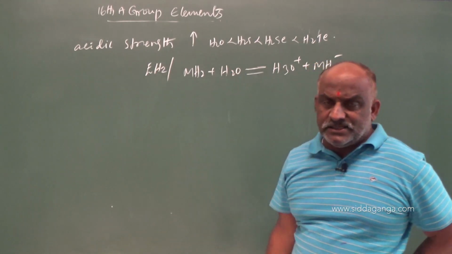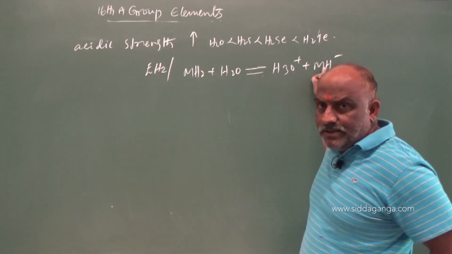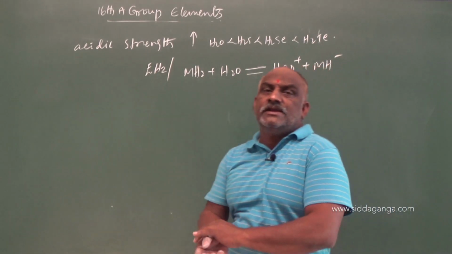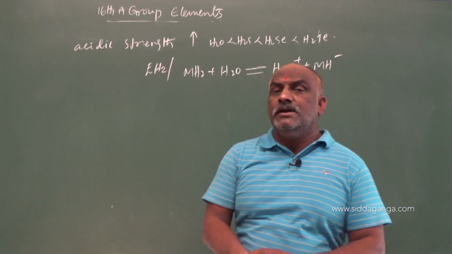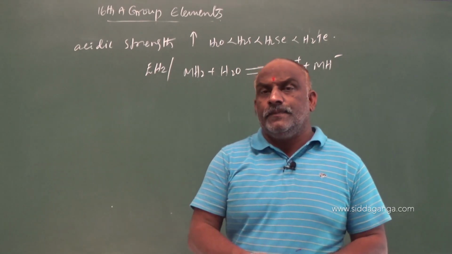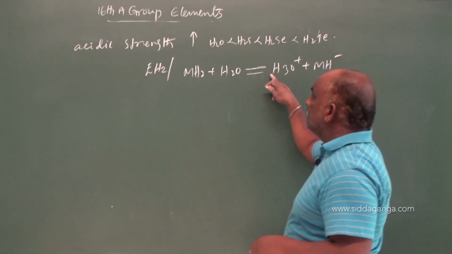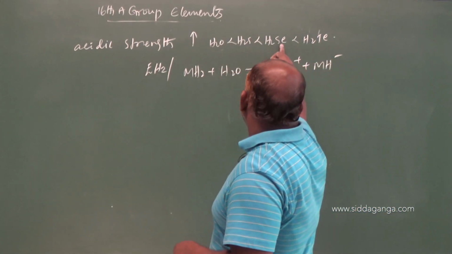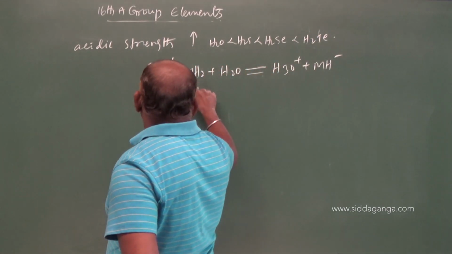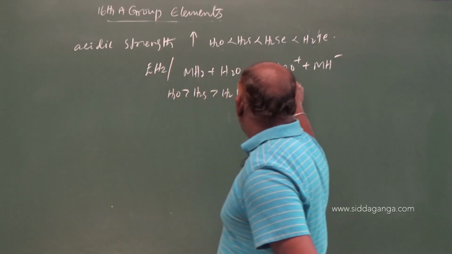Proton donor is called an acid. So here H3O+ and MH-. Down the group, H+ will ionize easily as the size increases and the bond dissociation enthalpy decreases. It is clear. So acidic strength: H2O < H2S < H2Se < H2Te, and thermal stability: H2O > H2S > H2Se > H2Te.